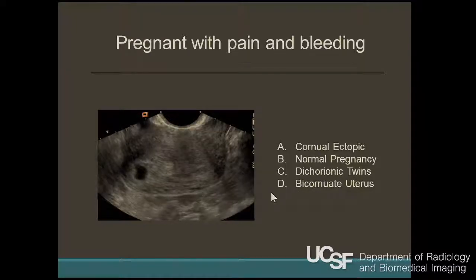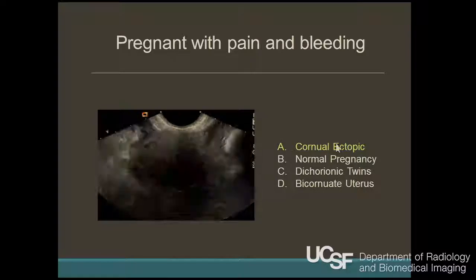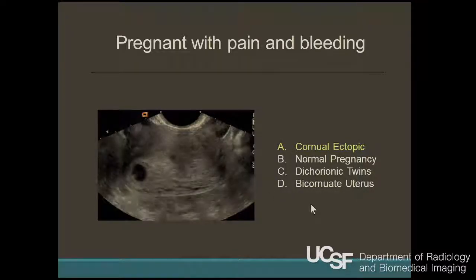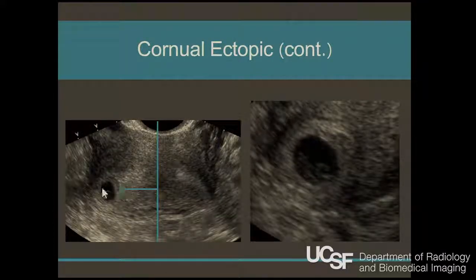So this is a series of cases, really, to finish it up here. Oh, sorry, I bumped to the answer, but this is a cornual ectopic. So anytime you see a gestational sac that's very eccentrically located, you want to think about a cornual ectopic. Now, you can have eccentrically located sacs, but what you want to do is, this one doesn't really, but a lot of times you'll see them sort of bulging this out.